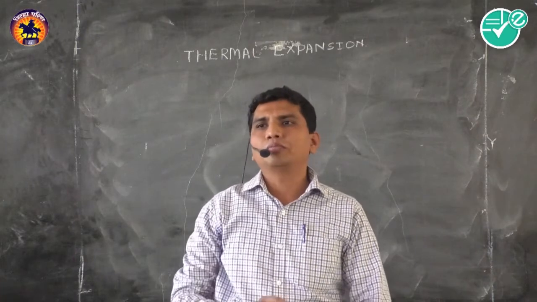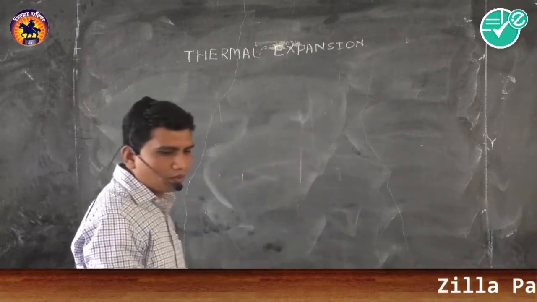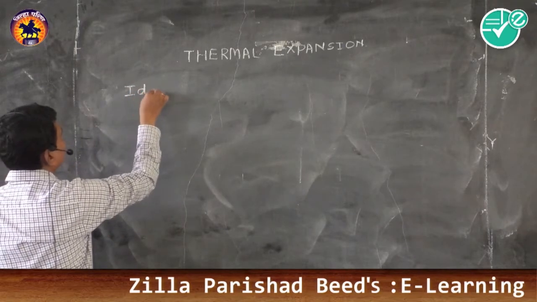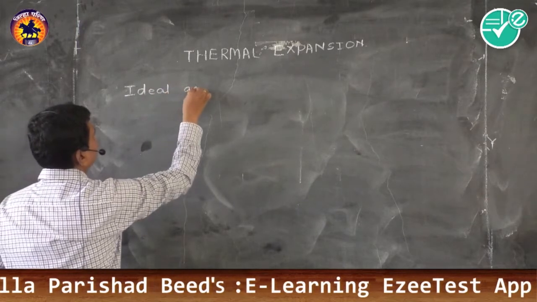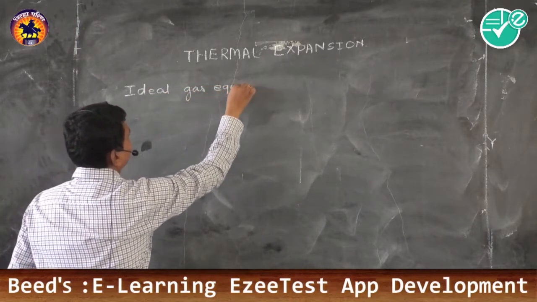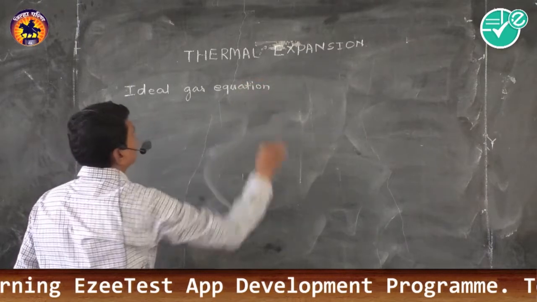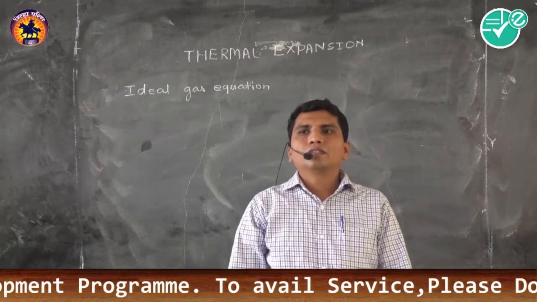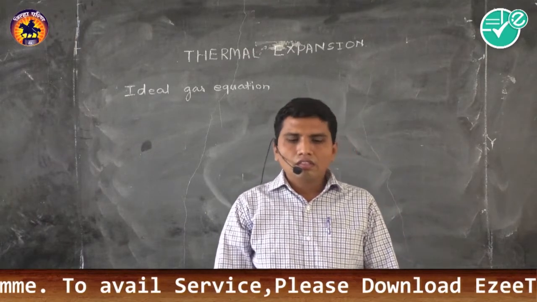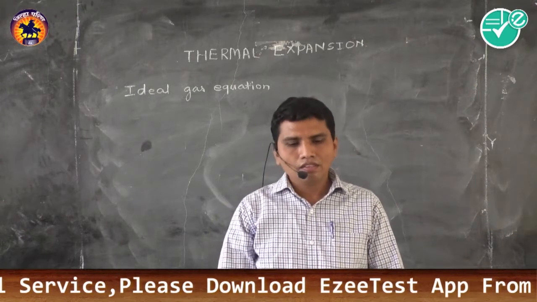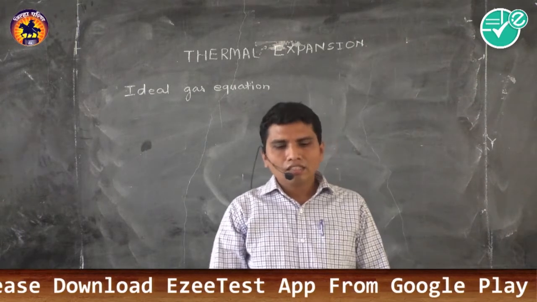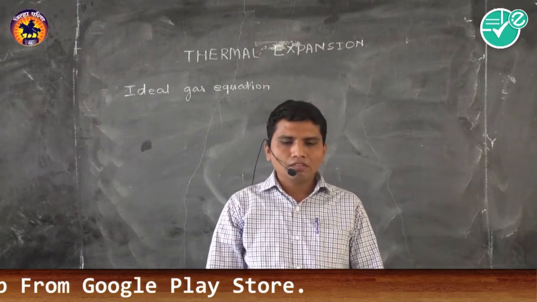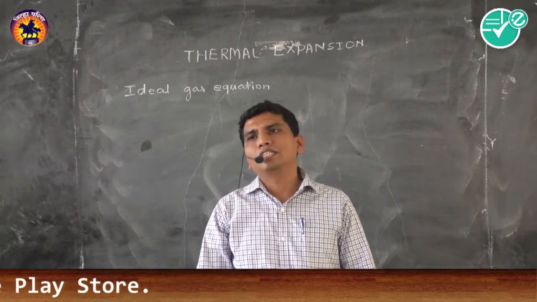Ideal gas equation. So let us study about the ideal gas equation. The relation between the three variables of gases, that is pressure, volume and temperature, is called the ideal gas equation.